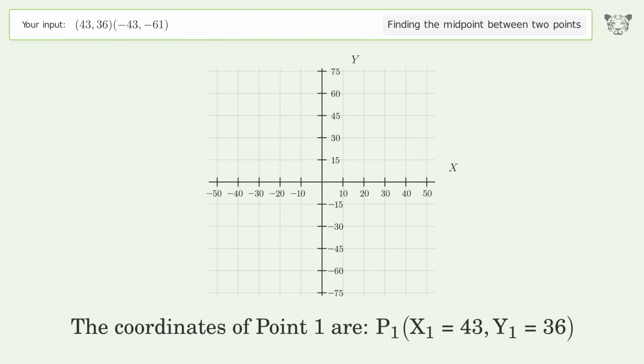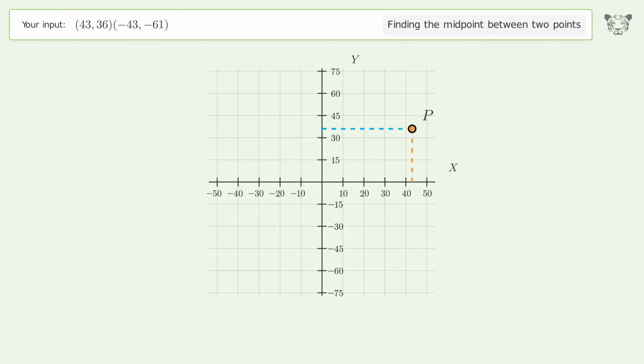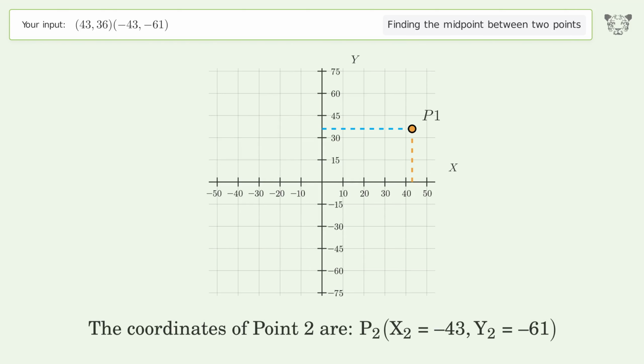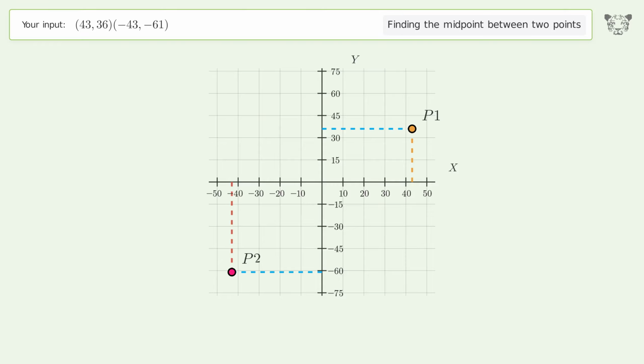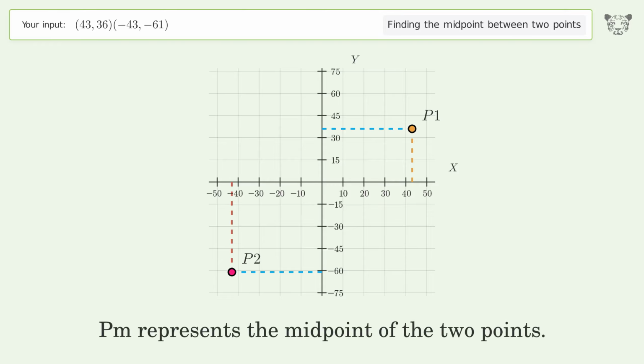The coordinates of point 1 are, x1 equals 43, y1 equals 36. The coordinates of point 2 are, x2 equals negative 43, y2 equals negative 61. PM represents the midpoint of the 2 points.